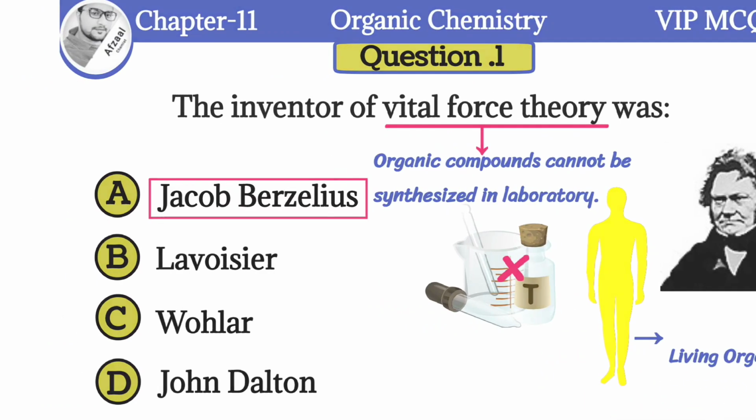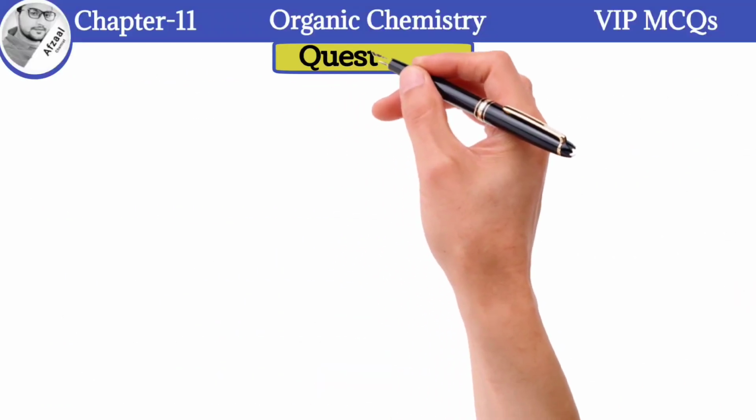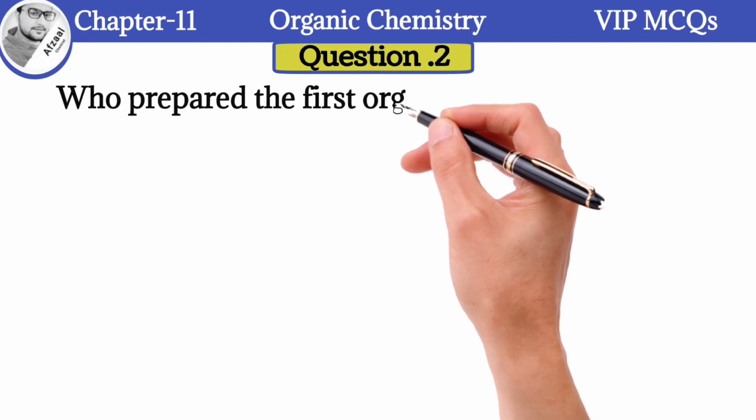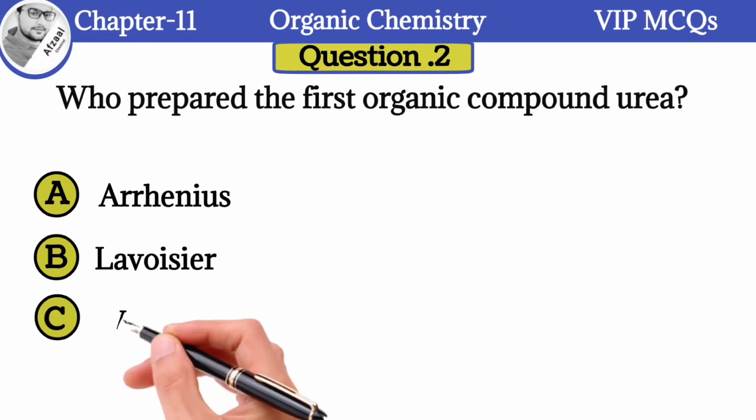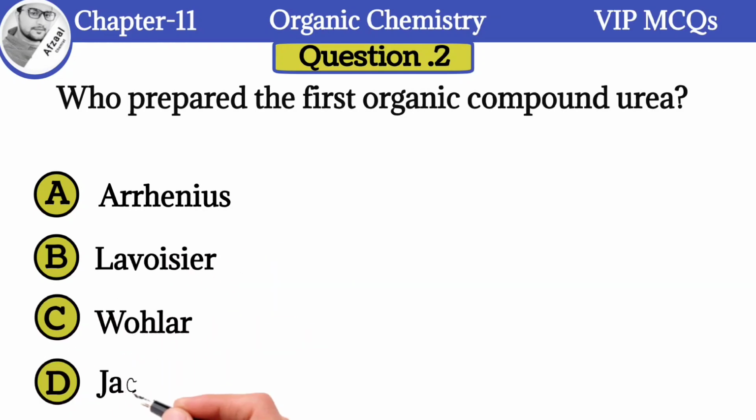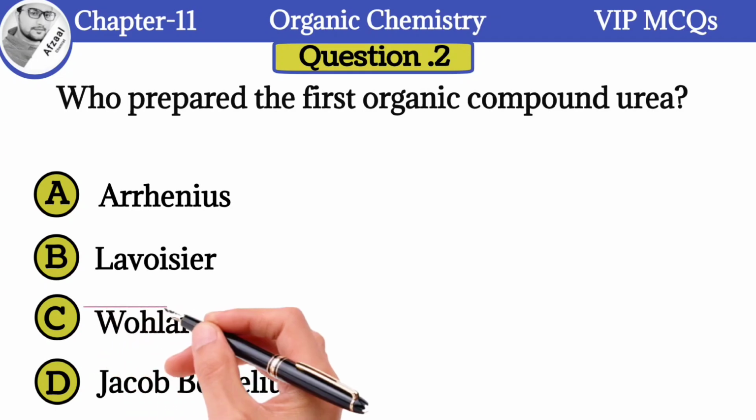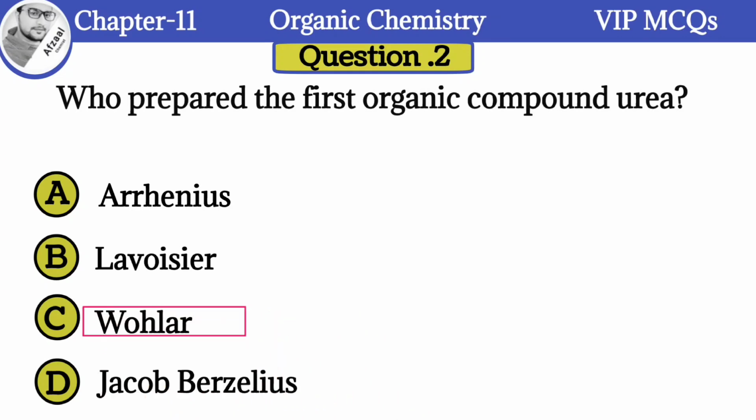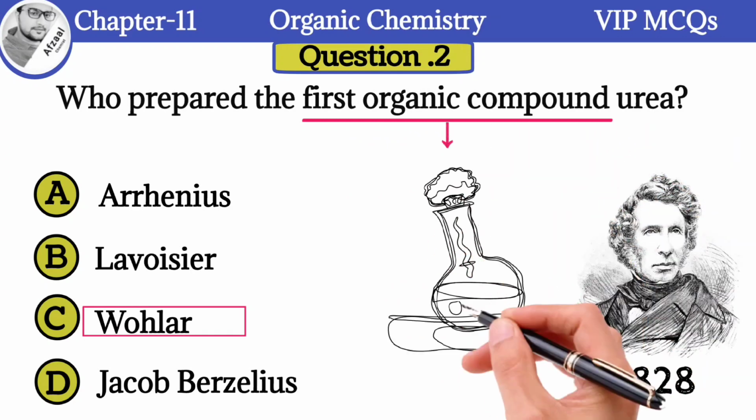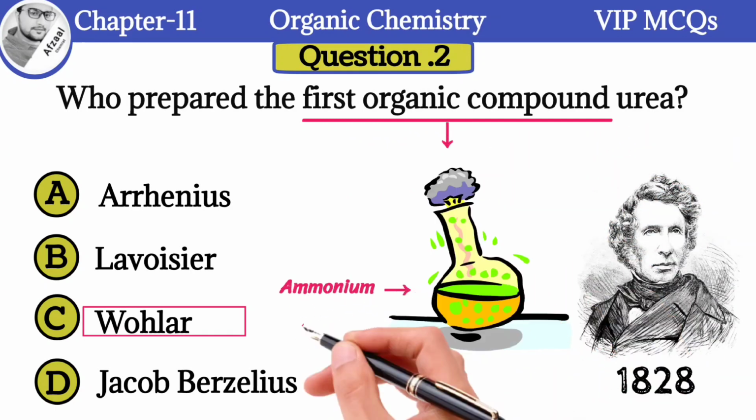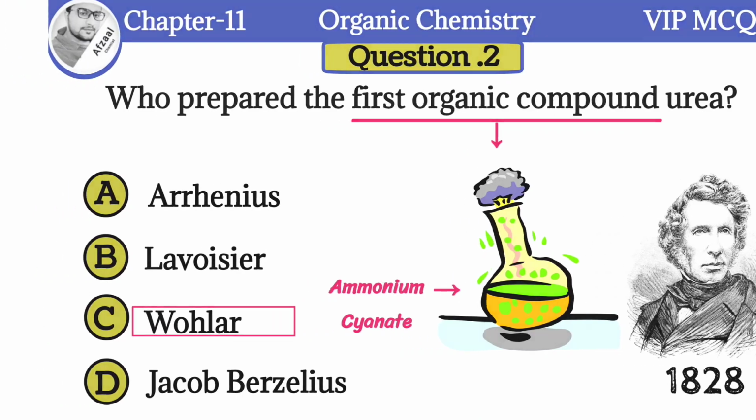Our second question is: who prepared the first organic compound named as urea? Option A is Arrhenius. Option B is Lavoisier. Option C is Wohlar. Option D is Jacob Berzelius. The correct option is C, that is Wohlar. In 1828, Wohlar synthesized the first organic compound, urea, by heating an inorganic substance ammonium cyanate.